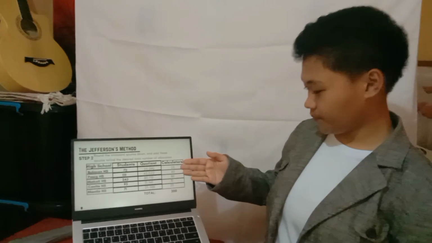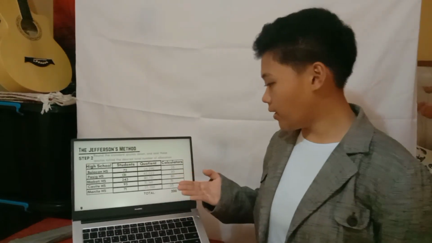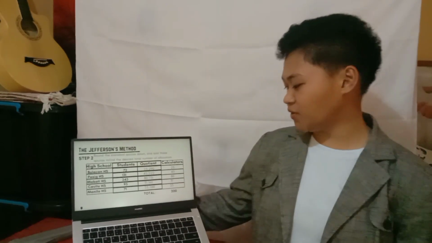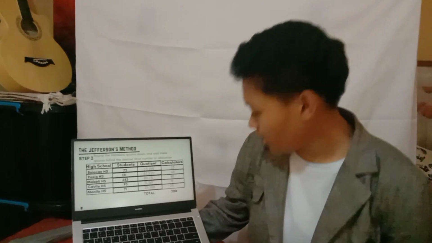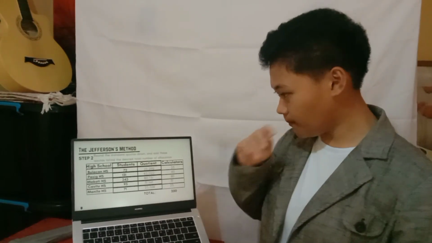So round the standard quotas down. So here it is. We already rounded down, and now we're going to add, and let's see if we're going to get the total allocation. So 23 plus 43 plus 80 plus 31 plus 23 equals 200. So we already get the total allocation here, which is the 200.